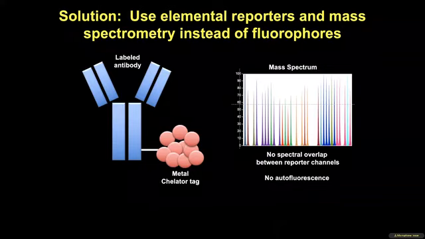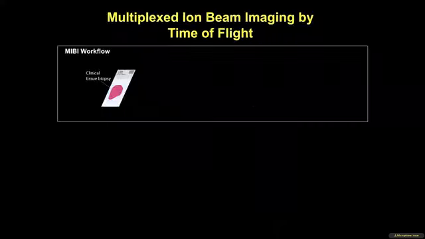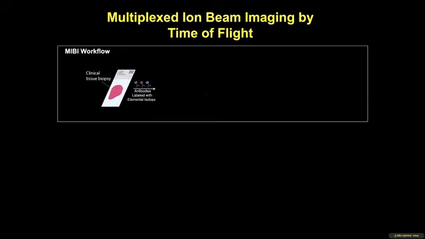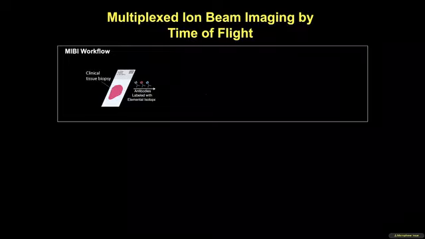For multiplexed ion beam imaging by time of flight, we take the tissue section. Almost everything we do right now is with FFPE tissue. It's mounted on a conductive slide, and then we stain it with a single master mix of all of our primary antibodies, and each one of those primary antibodies is tagged with one of these metal reporters, such that no antibody is tagged with the same mass. So every primary antibody has a metal reporter with a unique mass.